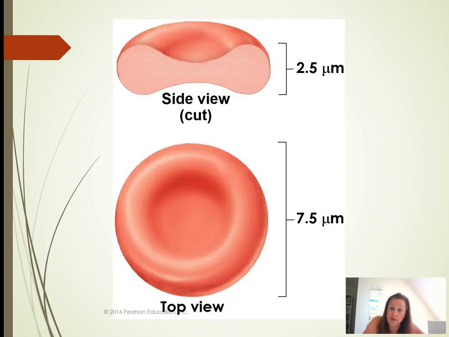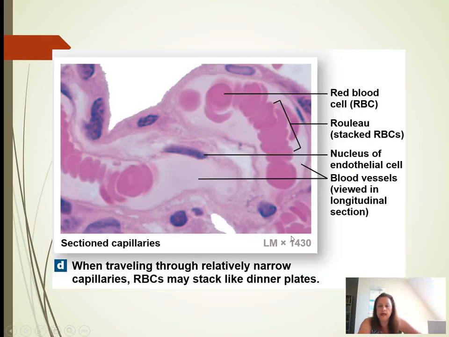These all make up the formed elements. So a red blood cell is going to look like this. It's what's called a biconcave disc. So this isn't a hole. It doesn't go through the cell, it just squeezes in. They're about 7.5 micrometers in diameter.